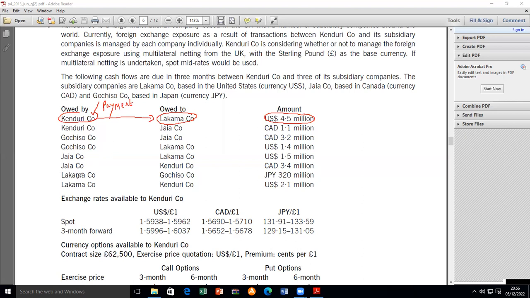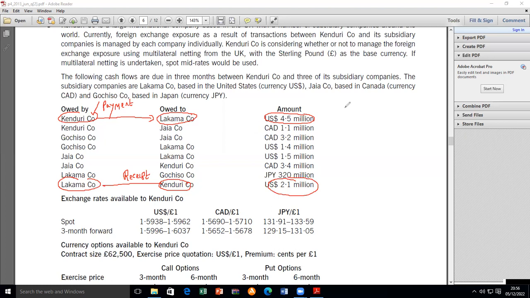Another transaction between K and L is here, the last one. Amount owed by L, it's owed to who? It's owed to K. So K here is going to receive. There's a receipt here. What is the receipt? They're expecting to receive 2.1 million.